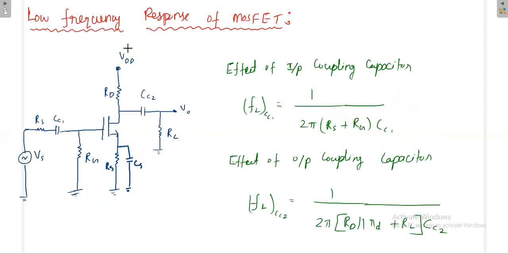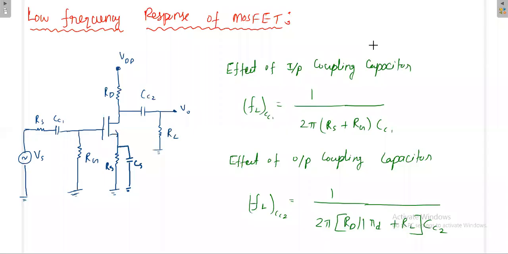Next, low frequency response of MOSFET amplifier in the common source mode. This is similar to the low frequency response of BJT amplifier in common emitter mode, except that the BJT here we have replaced with a MOSFET transistor. Again we have the voltage source, source resistance, coupling capacitance CC1, biasing resistance RG, then RS is the source resistance, then the source capacitance CS, this is the drain resistance RD, and CC2 is the output coupling capacitor, then RL is the load resistance.